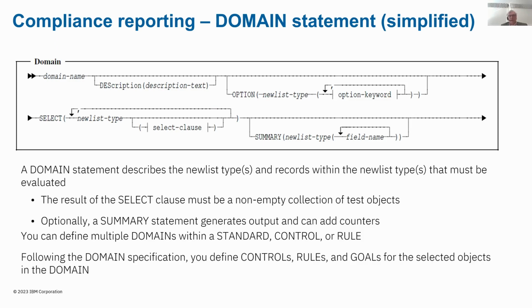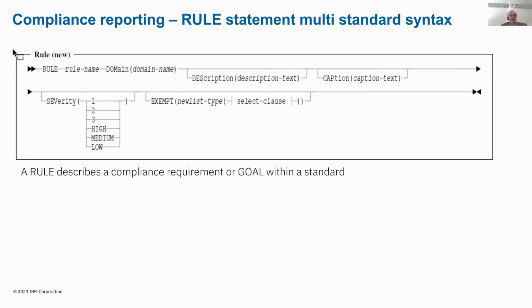So following the domain, after you have declared this domain name, you can use it. So then we go there, rule. So the rule refers to a domain. But you can have some exceptions here. That's what they call exempt.